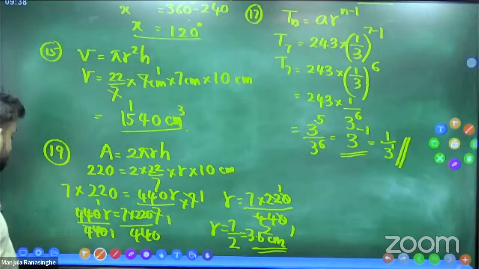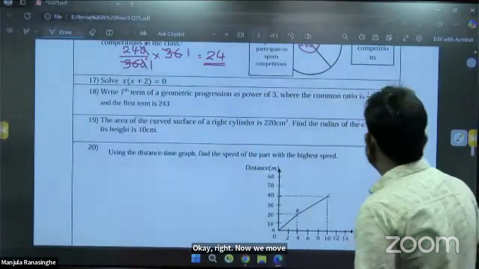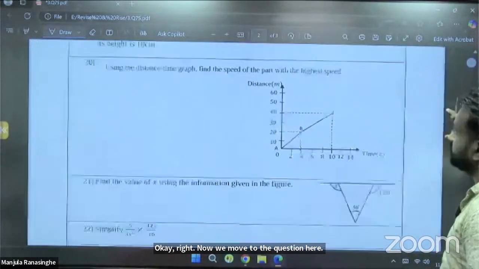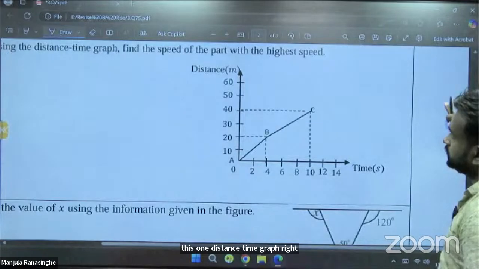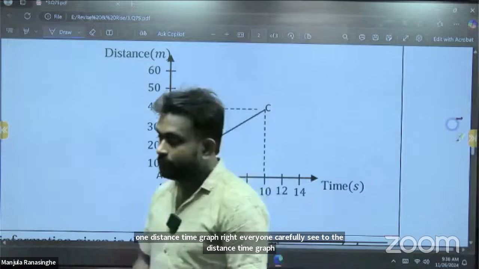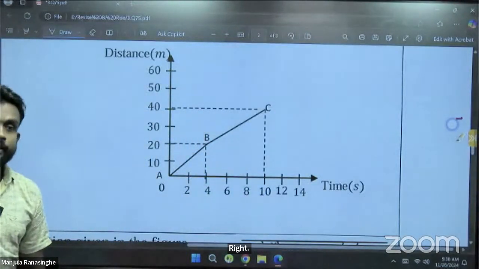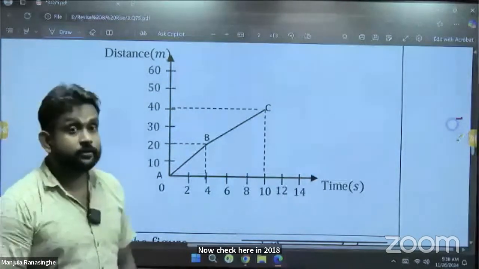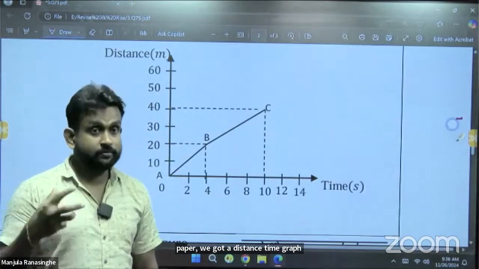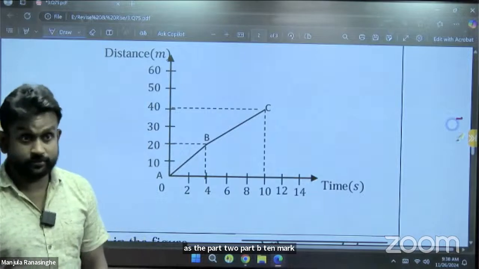Okay, right. Now we move to the next question. This one is a distance time graph, right? Everyone carefully see the distance time graph. Now check here. In the 2018 paper, we got a distance time graph as Part 2, Part B, a 10 mark question, instead of the area question. So that's why it's important.